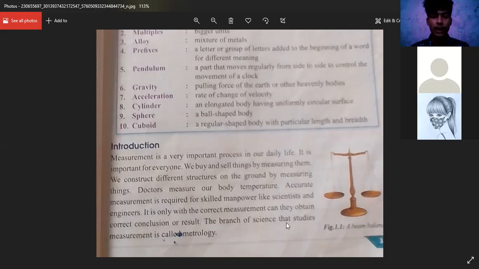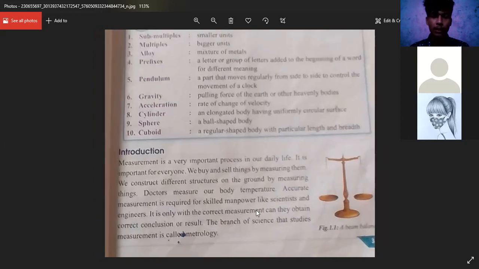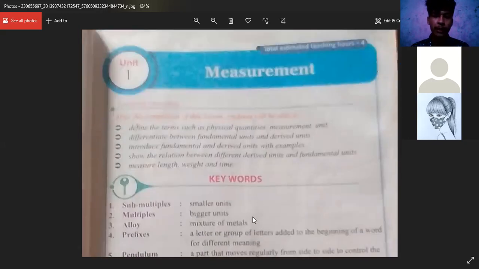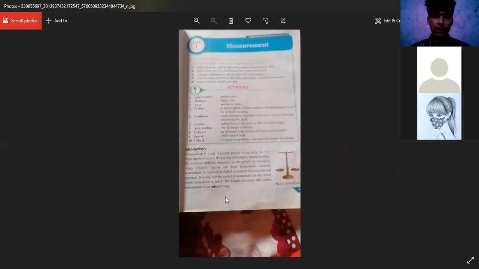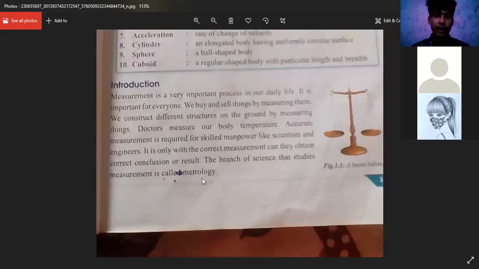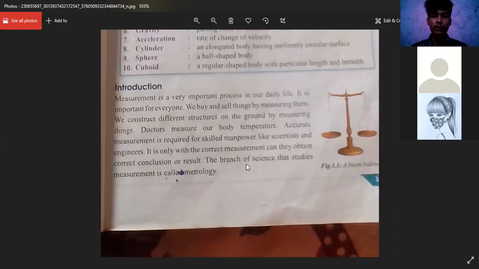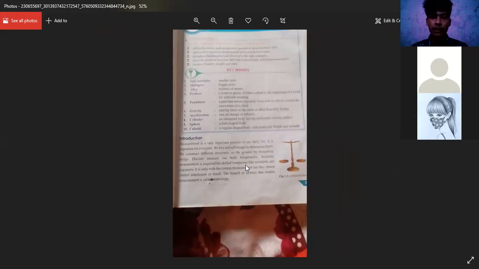Now, the branch of science that studies measurement is called metrology. We are talking about measurement here. We are studying about measurement. And this comes under a branch. The science has got different types of branches, and one branch is named metrology. Under which we read about measurement. So now we are reading about measurement. That means we are reading about metrology.